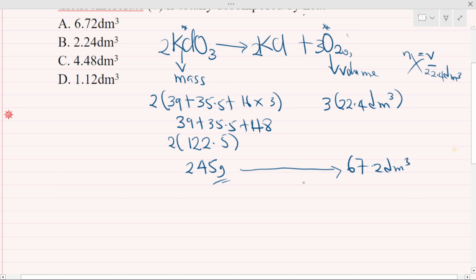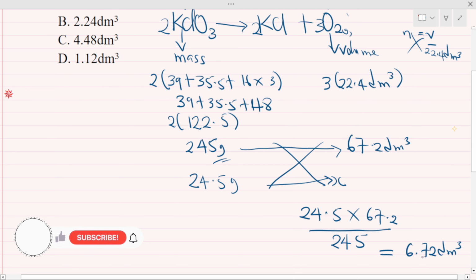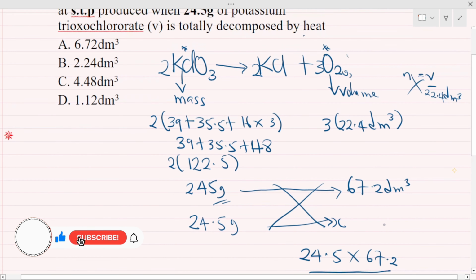Now, from this, we can see vividly that 245 grams of KClO3 produces 67.2 dm³ of oxygen. Now, the question is, what will 24.5 grams produce? To produce X, what do you do? You cross multiply. When you do that, you have 24.5 multiplied by 67.2 divided by 245. The answer will give you 6.72 dm³ of what? Of oxygen gas.